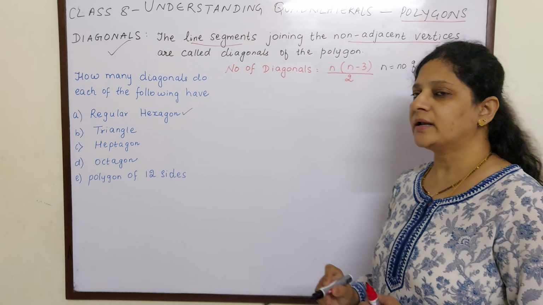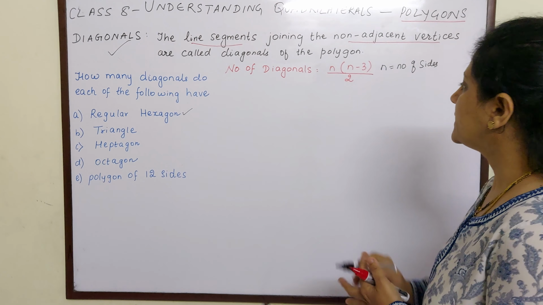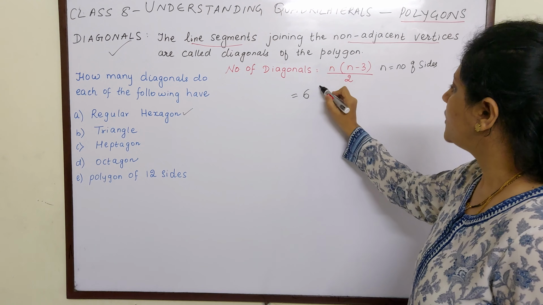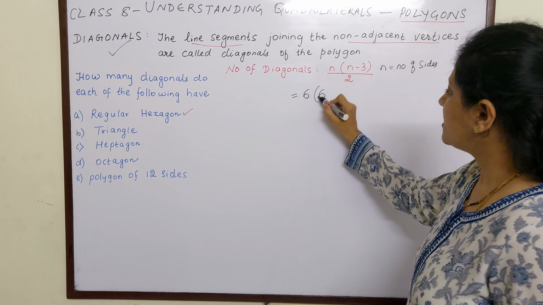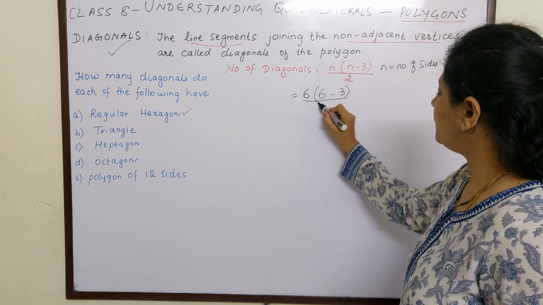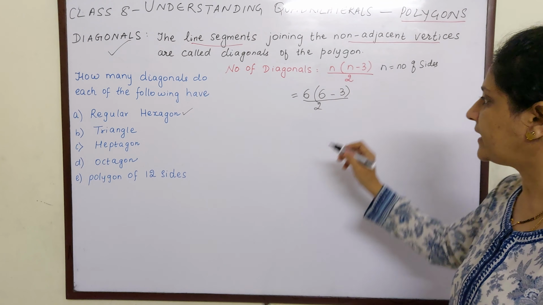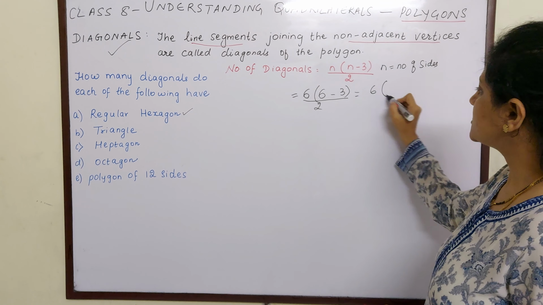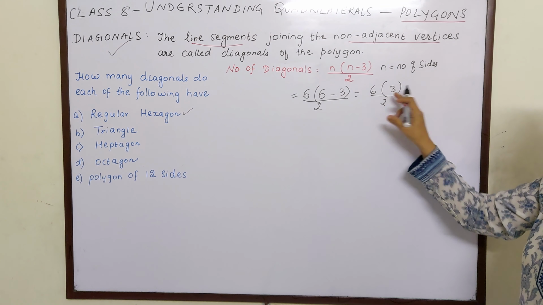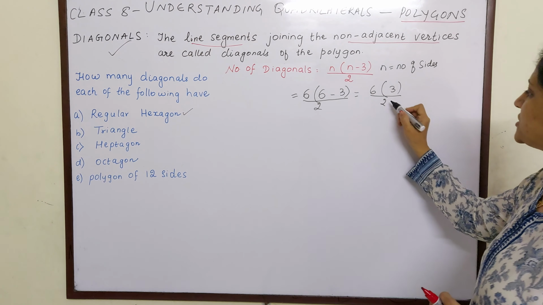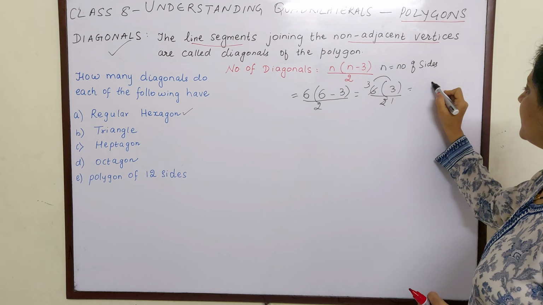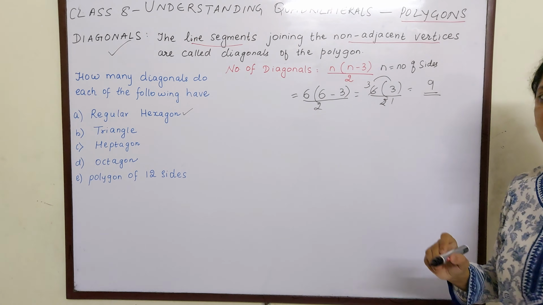So regular hexagon, that means n is 6. So the number of diagonals will be, instead of n I will write 6, open bracket, instead of n again I will write 6 minus 3, divided by 2. And whatever is inside the bracket we will solve first. So 6 minus 3 is 3, divided by 2. And if there is no sign between them, that means it is multiplication. 2 ones are 2, 2 threes are 6. So the number of diagonals is equal to 9.